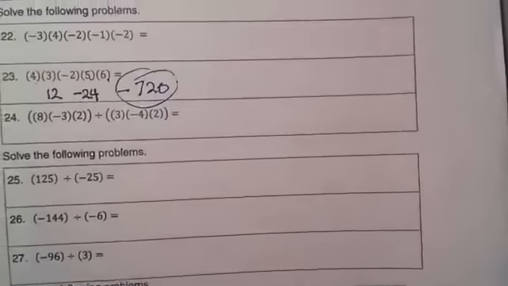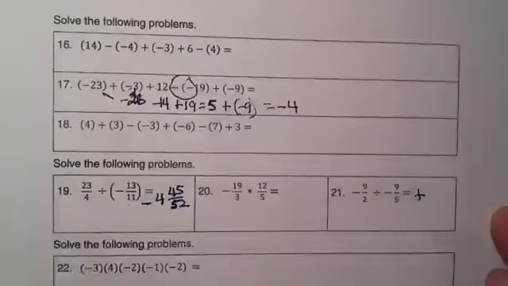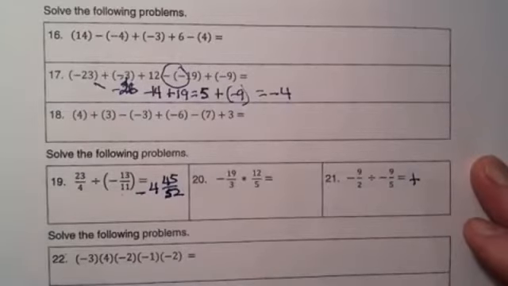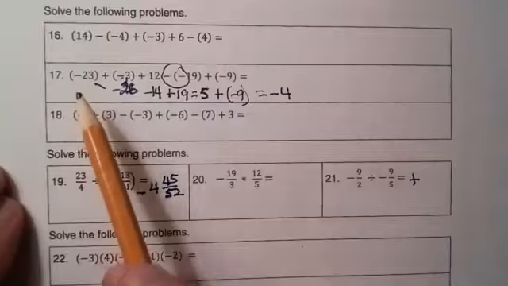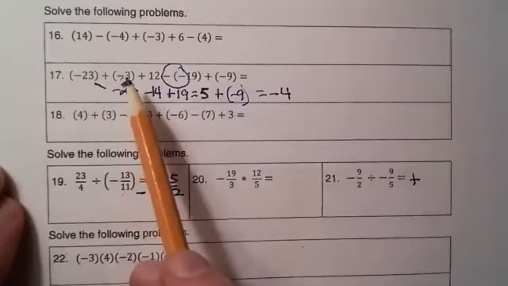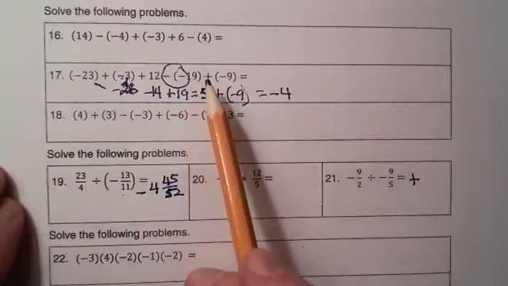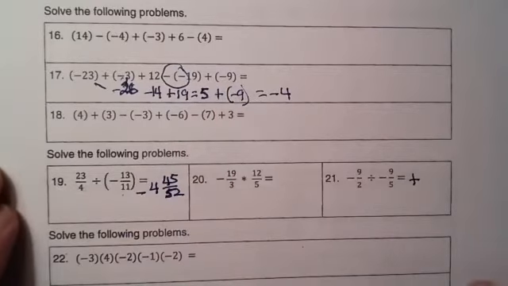All right. Let's talk about some more types of problems. I'm going to talk to you about number 17 here. If you're trying to scramble and write it all down, I'll give you 20 seconds to copy down the problem. It was in parentheses minus 23 plus, in parentheses, negative 3 plus 12 minus, in parentheses, a minus 19 plus minus 9. Okay, that's the original problem.